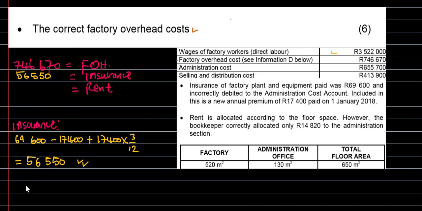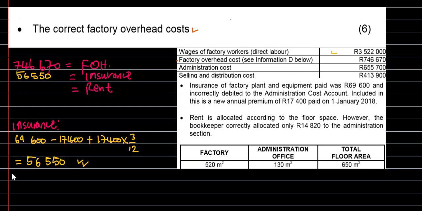Yes, our rent is as follows. They say the rent is allocated according to the floor space. However, the bookkeeper correctly allocated only 14,820 to the administration section. So the administration section equals 14,820, and the administration is 130 square meters. So we must take this amount of money and use our square meters here to get the rent.